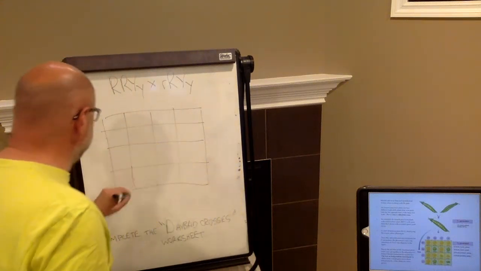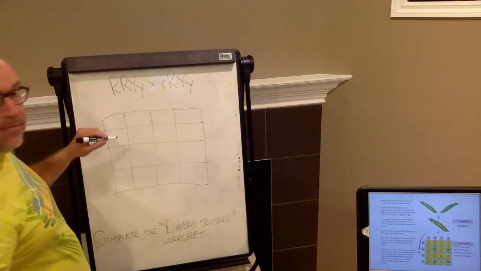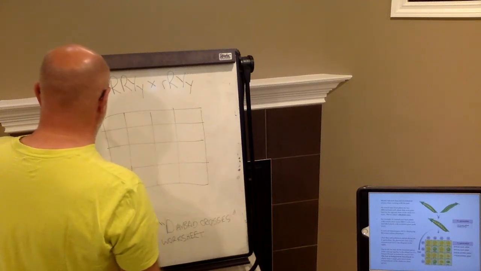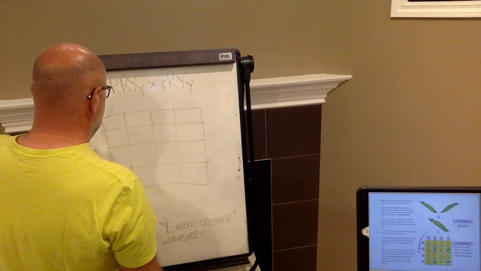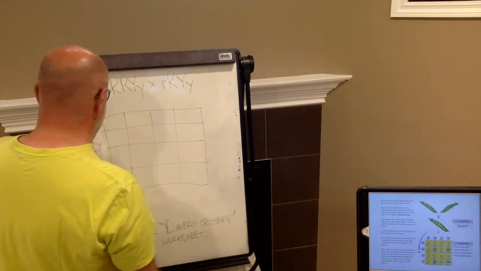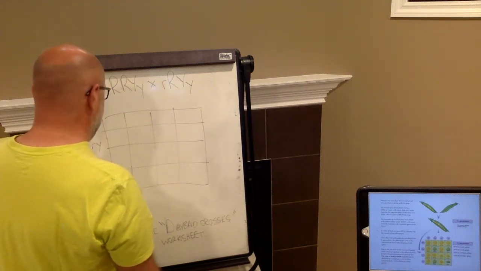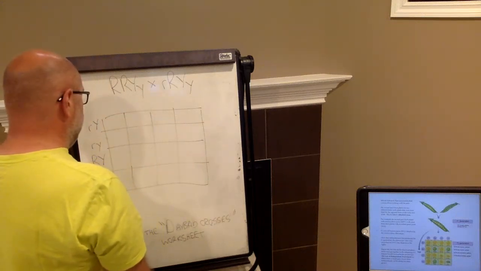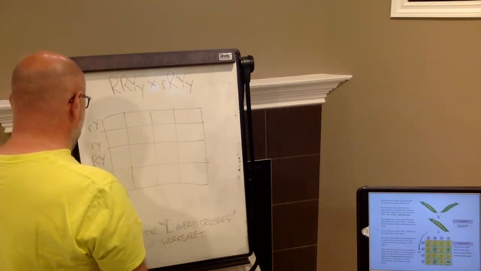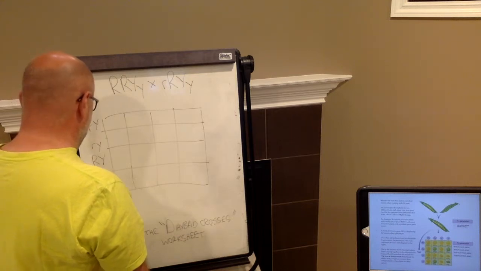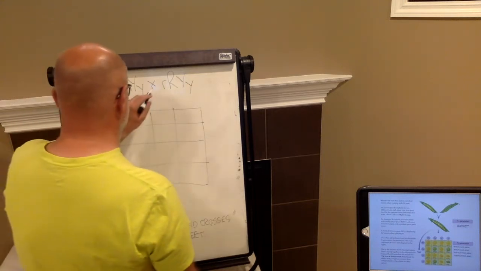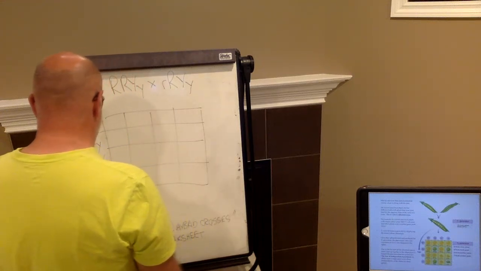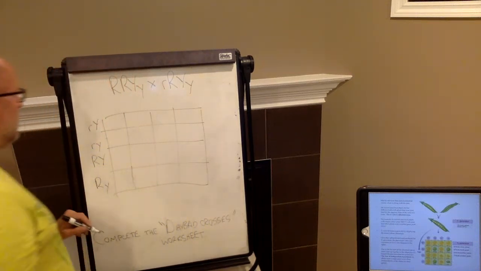All right, so here's what we're going to do. Combinations. This one up here is going to be little r, capital Y, little r, little y. I've got capital R, capital Y. I've got little r, capital Y. No, I've already got that one. Sorry. 1 and 2, and it's going to be capital R, little y.